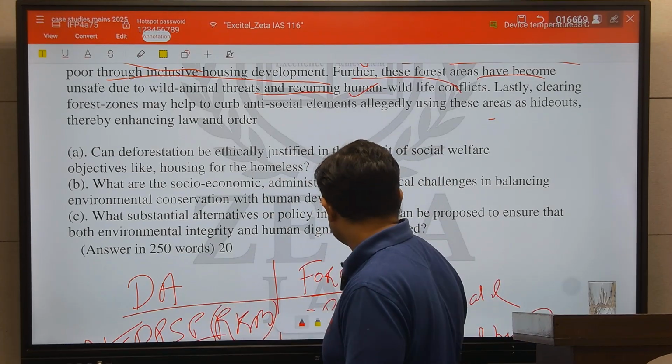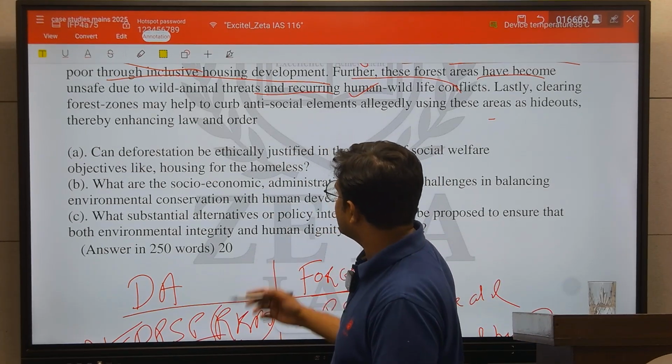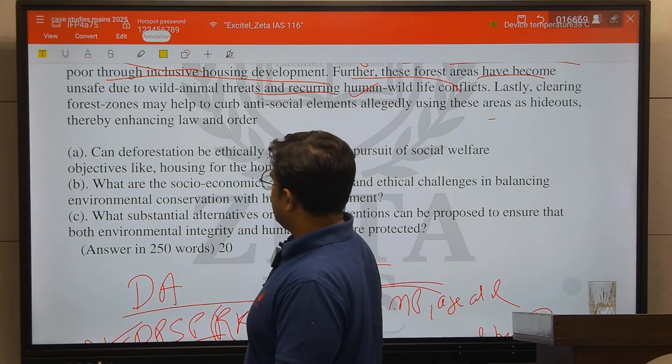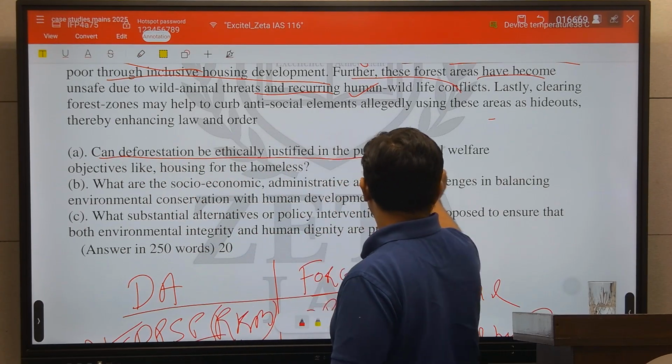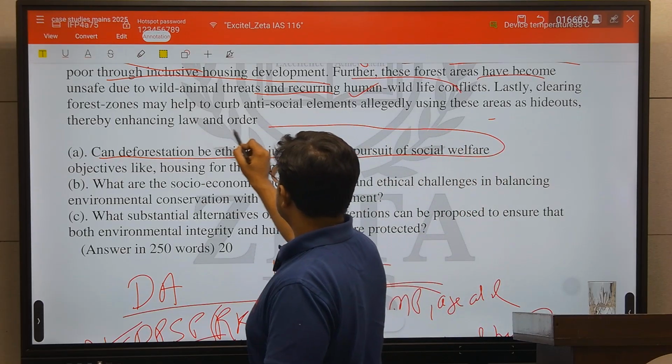So let's discuss each option. What does the question ask? First, can deforestation be ethically justified in pursuit of social welfare?